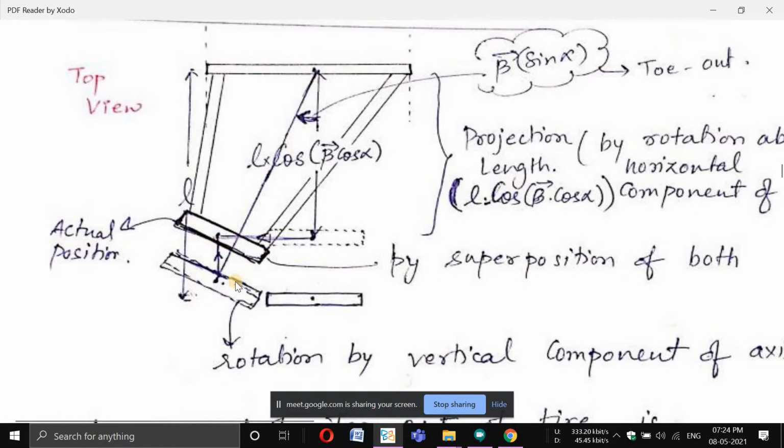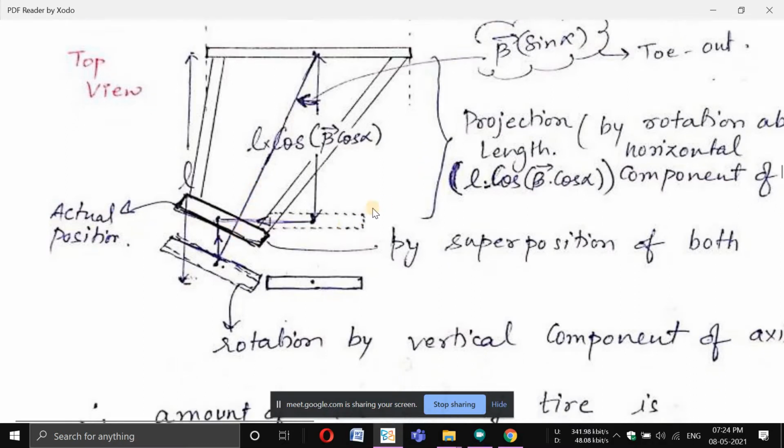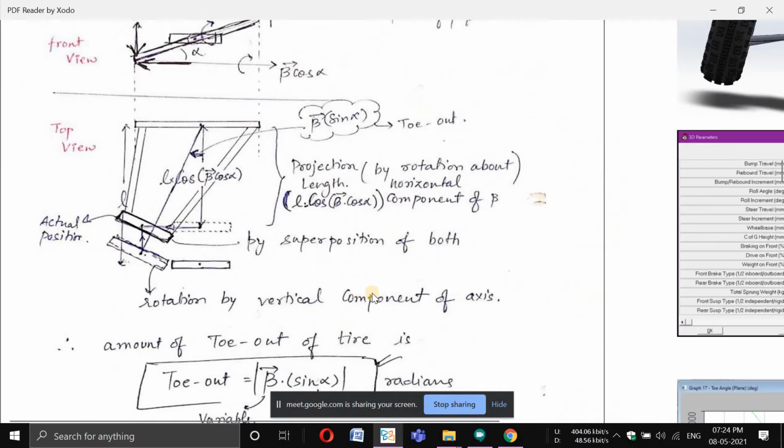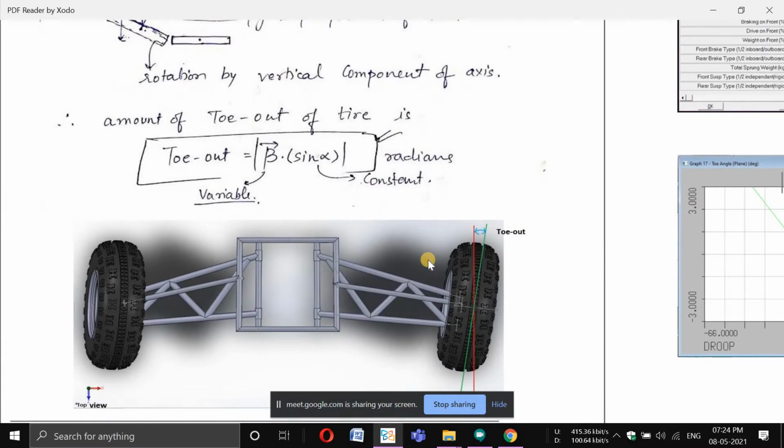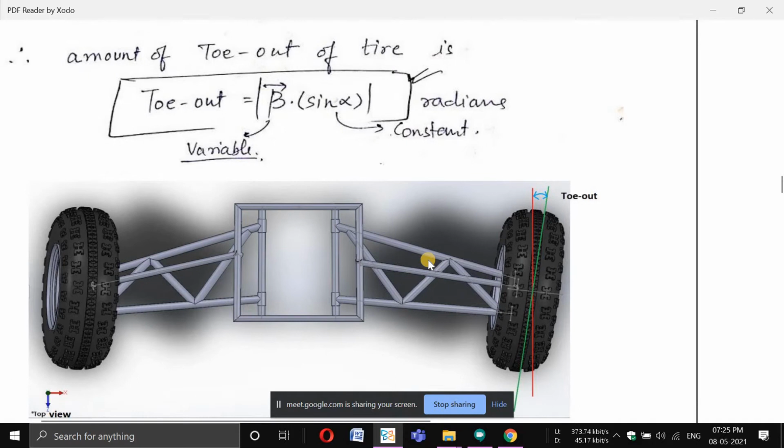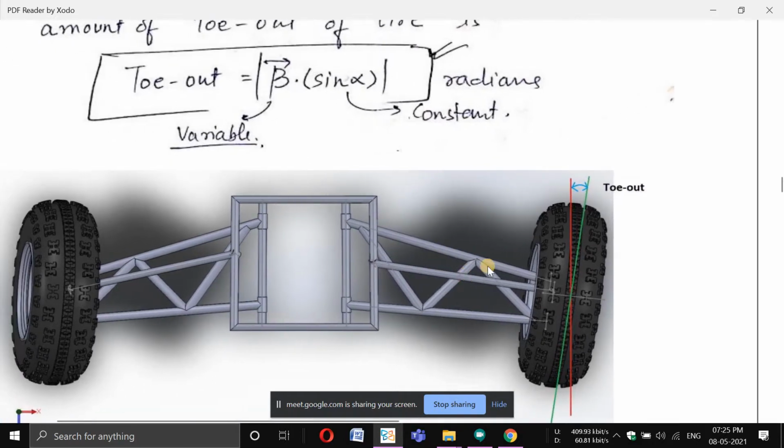So by superimposing these two, we could get the actual position, that is where the tire is and how much angle is being generated. This and this angle, these two triangles are similar, so we can say that the same angle has been turned. So sir, this is the actual representation of how it has been done.